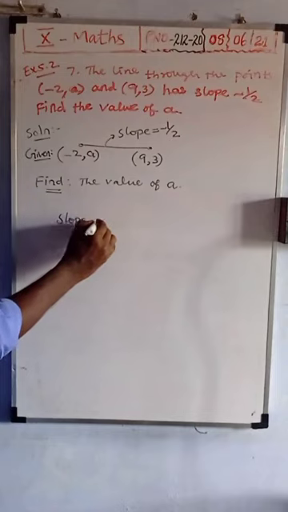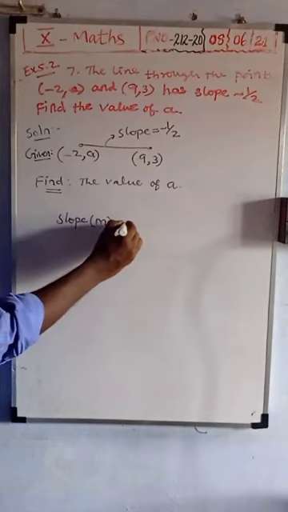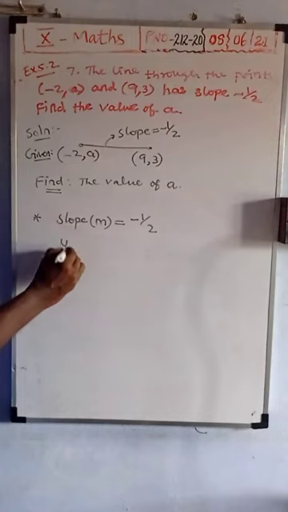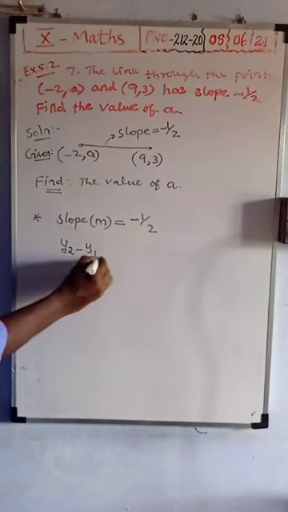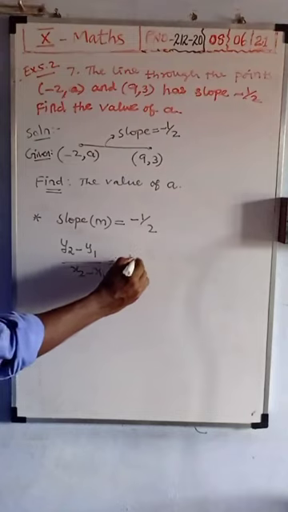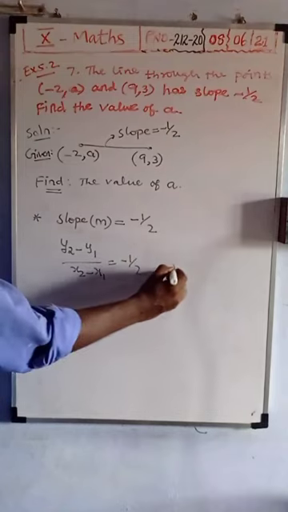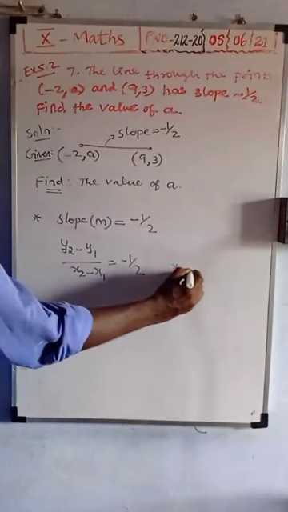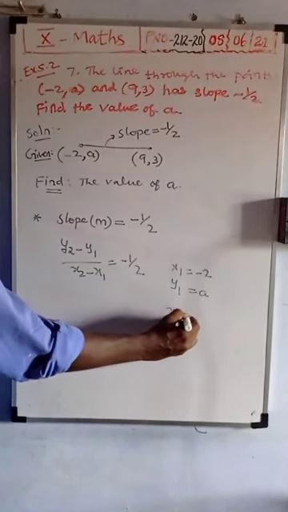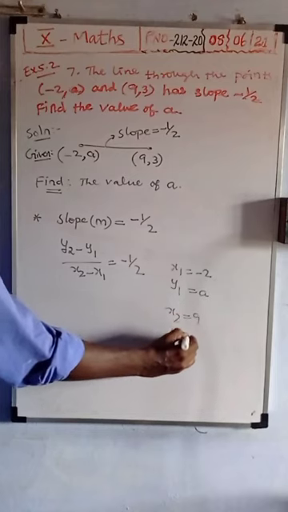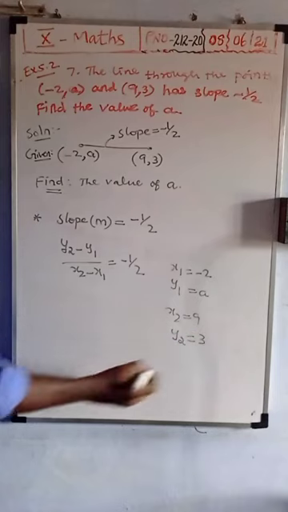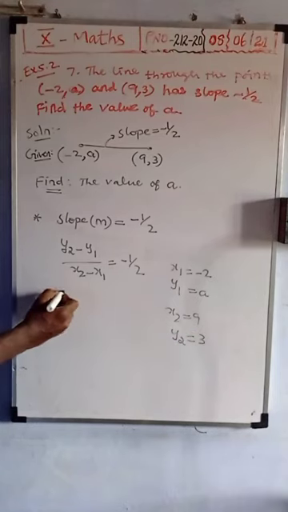Here the slope is given, which we denote as m. So m is equal to minus 1 by 2. We know that slope is y2 minus y1 by x2 minus x1, equal to minus 1 by 2. Here x1 is minus 2, y1 is a, x2 is 9, y2 is 3. Now we substitute in this formula.